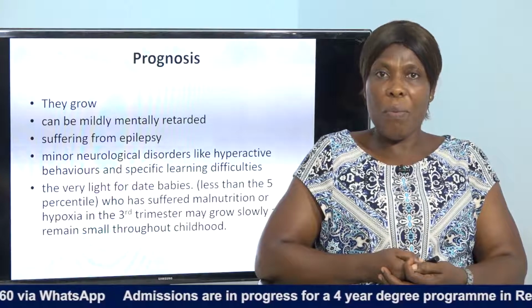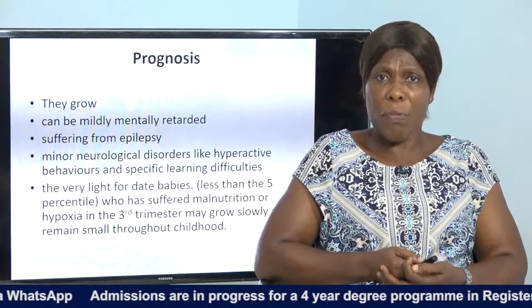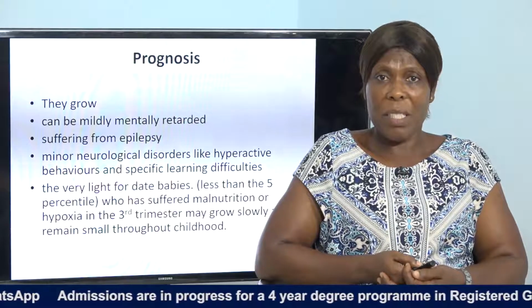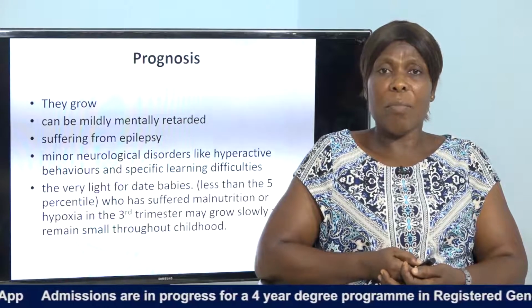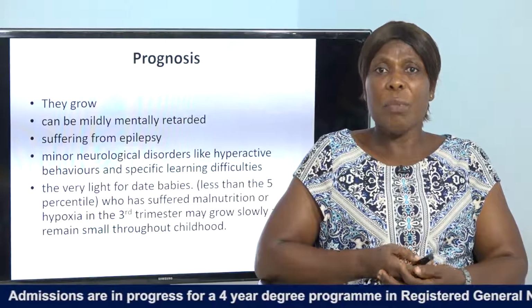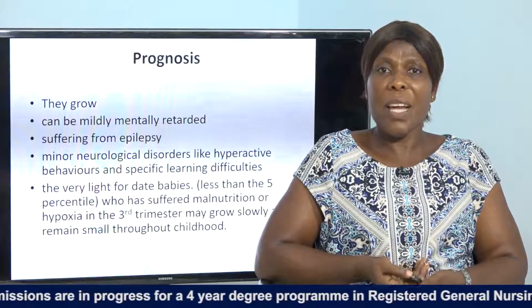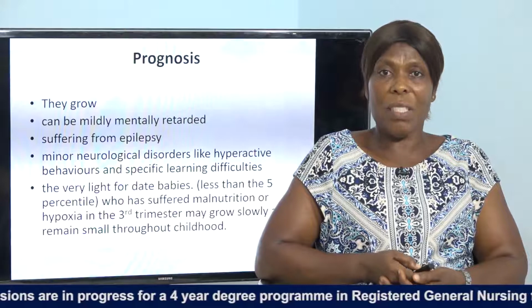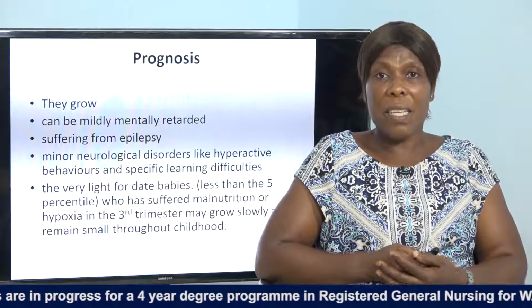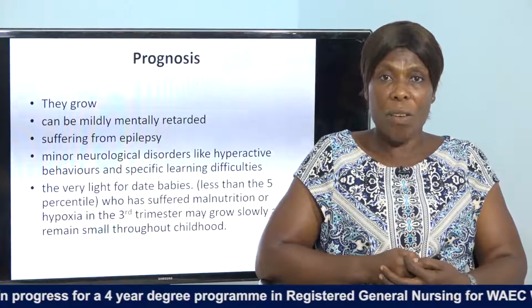Prognosis. Most of them grow very well when they are being taken care of. Even the preterm babies, if you are able to take good care of them, they mature and grow very well. Some of them have mild mental retardation. Also, some of them also suffer from epilepsy. I'm saying that the earlier we identify them, the better. So if we are able to identify them very fast and manage them, we correct all these deformities. There's also minor neurological disorders like hyperactive behavior and specific learning difficulty. So most of the children that we say are hyperactive, having learning difficulty, this is how they started, right from birth. Something went wrong and then affects the mental development of the child.